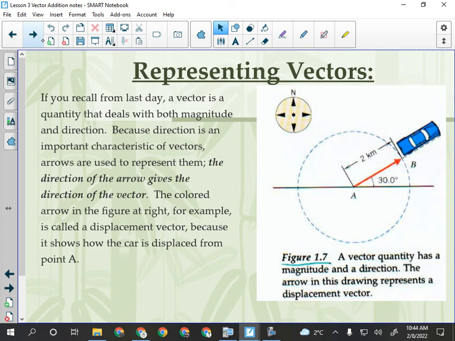Okay, and then obviously because we're drawing an arrow, we can make the arrow point in the direction the vector is heading. That's the whole reason we use arrows. And we just use lines if we weren't worried about which way they're going. But we want the arrow to point in the direction the vector is heading. Okay, so in this case here, we've got a vector that is 2 kilometers in length, and it is going 30 degrees north of east.